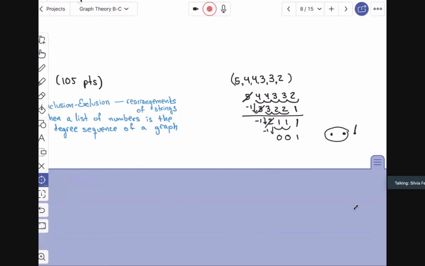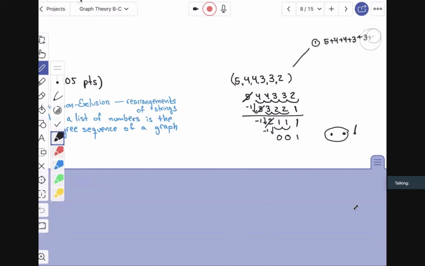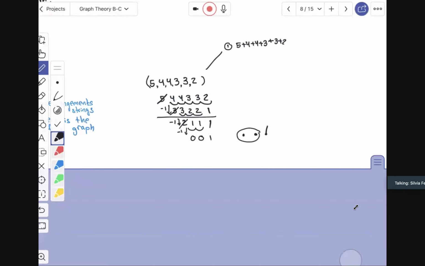Make sense? When you mean by the sum is odd, like all the degrees added together, or the number of odd degrees we have? Either way, you have two possibilities. You can do the sum of all of them. It must be even if it's a degree sequence of a graph. In this case, this is odd, so that list is not the degree sequence of a graph.